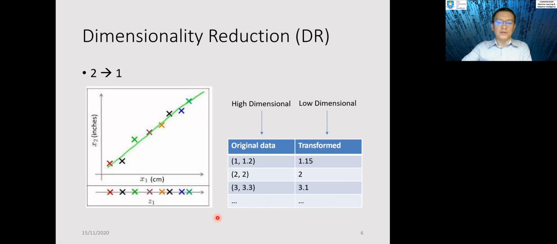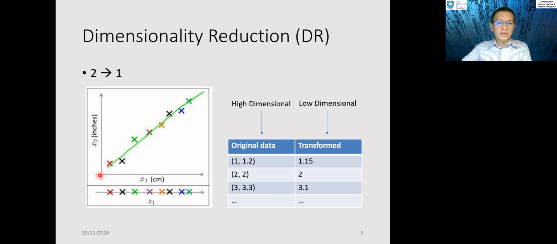So let us look at dimensionality reduction first. This is a very simple example of dimensionality reduction from 2 dimensions to 1 dimension. So here is the data. It's not typically what we would call high dimension, it's just 2 dimensions, but it's the higher dimension here. Then in dimensionality reduction, we reduce the higher dimension to a lower dimension, for example, from 2-dimensional to 1-dimensional.